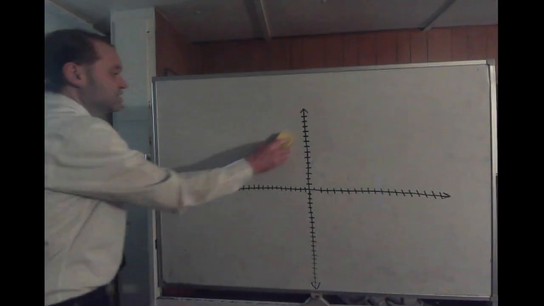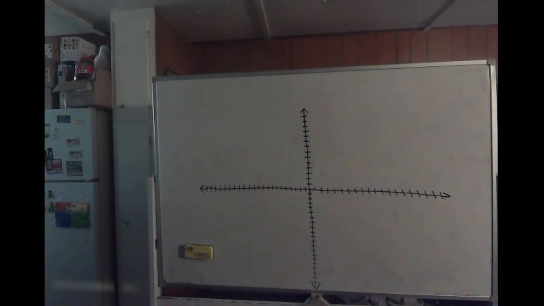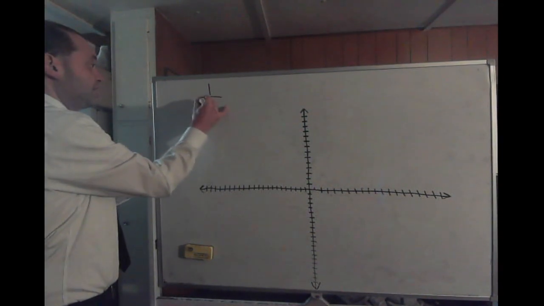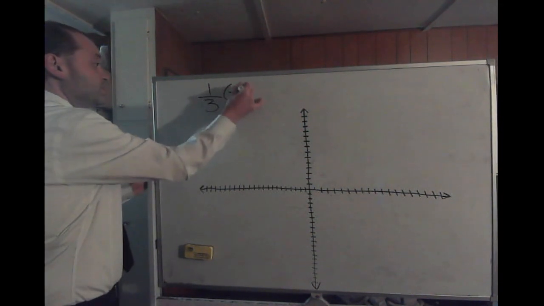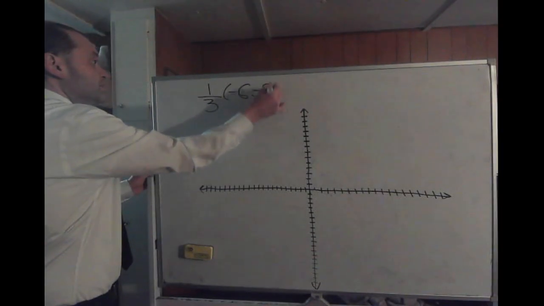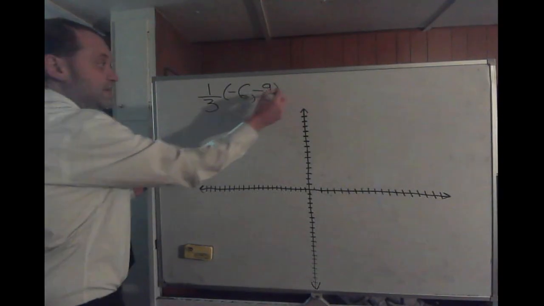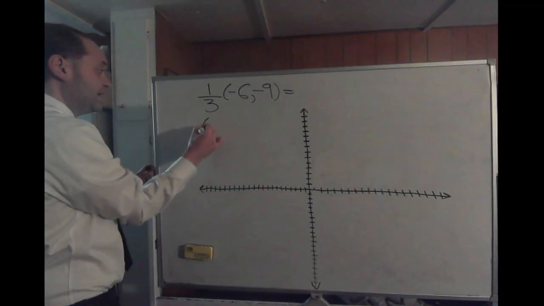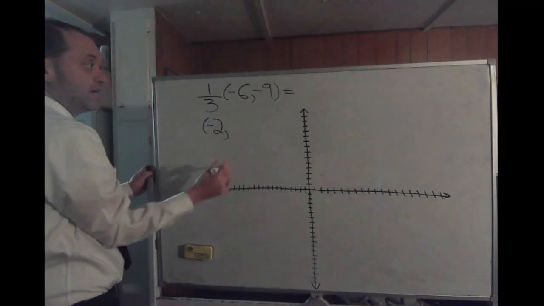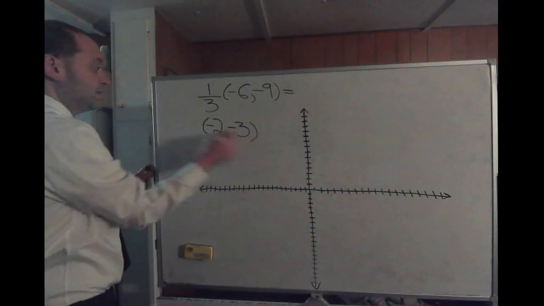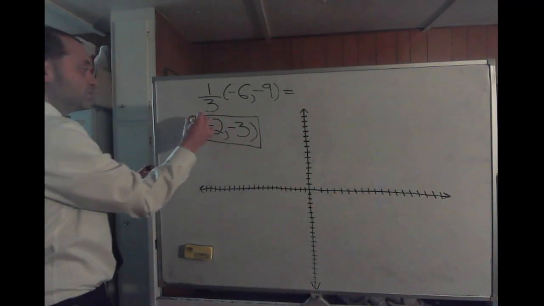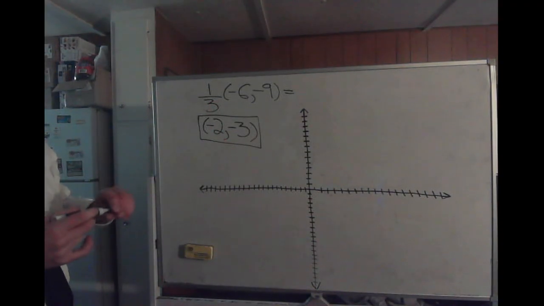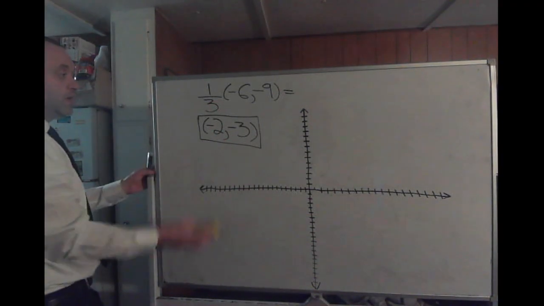Let's do one more just for good measure. Let's say I want to do a third. You can also have scalar multiples that are fractions. So I'm going to do a third of the vector -6, -9. Well, a third of -6 is -2. A third of -9 would be -3. So the new vector I would get from multiplying this vector by the scalar multiple 1/3 would be -2, -3. Pretty simple, right?